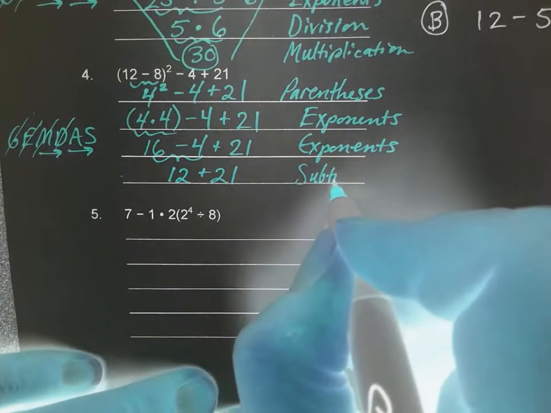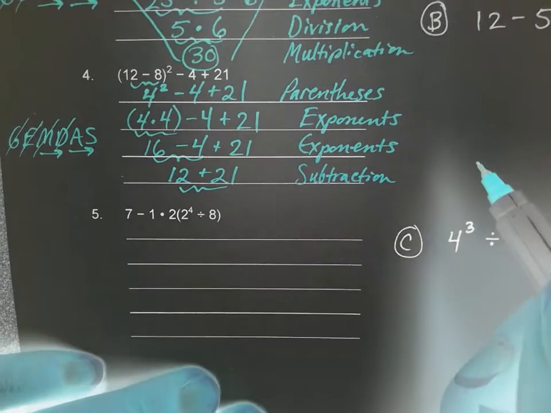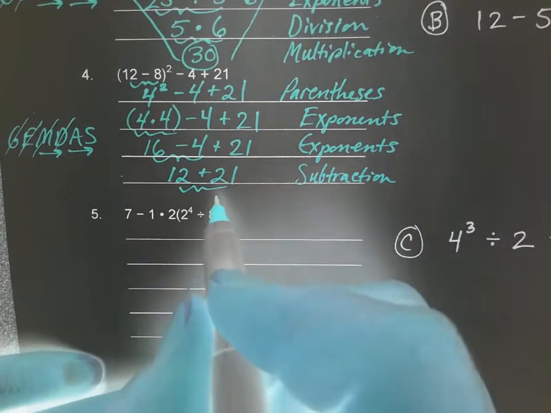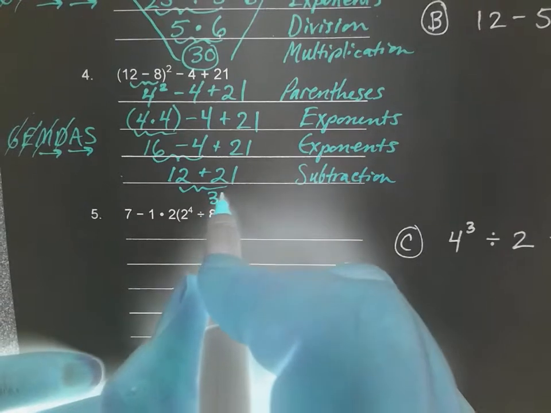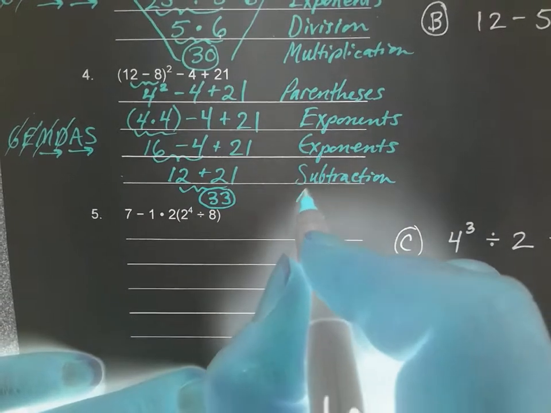We just did subtraction. But there's one more step to go. What is 12 plus 21? The answer here is 33. Again, I wish I had a little more room here. It looks like the last thing we used was addition.